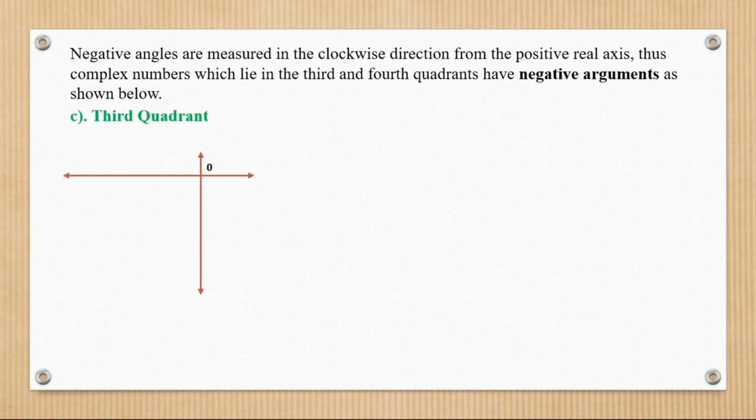Alright, so now when we're dealing with the third quadrant, the third quadrant is definitely a region where we have a negative on the vertical axis and a negative on the real axis. So a negative on the horizontal and negative on the vertical.